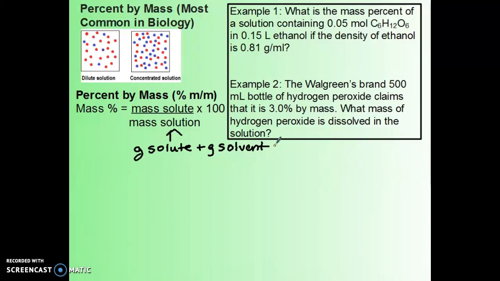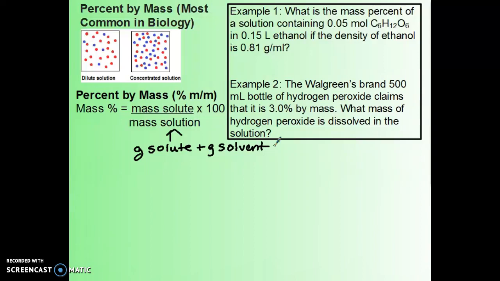What is the mass percent of a solution containing 0.05 moles of glucose in 0.15 liters of ethanol if the density of ethanol is 0.81 grams per milliliter? Okay, there's going to be a lot of converting going on when we talk about solutions because we need everything to be in the correct units. So first, we need to find the mass of our solute, and then we need to find the mass of our solvent so we can get our mass percent set up.